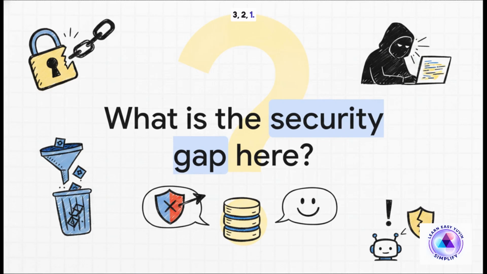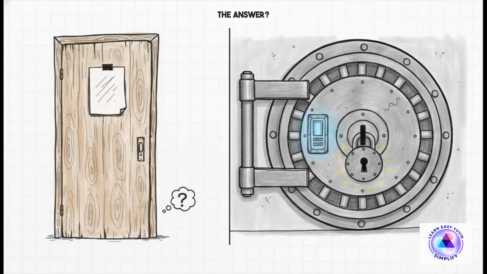3, 2, 1. The answer? A massive gap in defense in depth. Look, the explicit rules in a system prompt are great for giving the LLM a safe persona, but remember, they are probabilistic. They can be bypassed by clever users. The tool itself absolutely must have hard-coded validation.